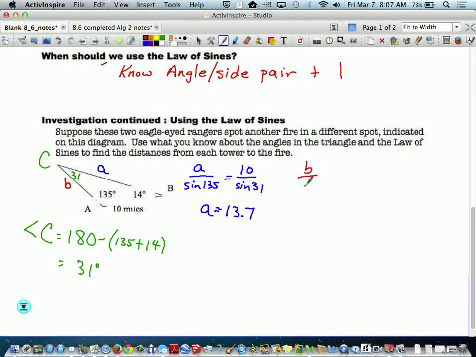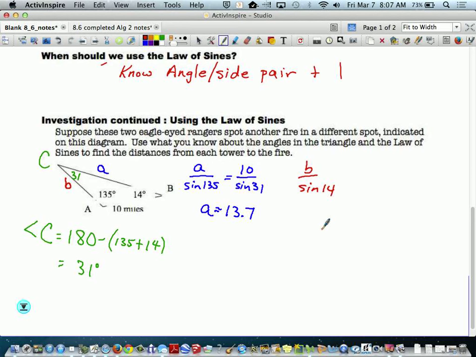Okay? Little b over sine of 14, right? This is one of those where, because it's an obtuse angle and some of these angles open up, people have a hard time looking at what's opposite b. But if you look, b touches 31, it touches 135. It does not touch 14. So b over the sine of 14.